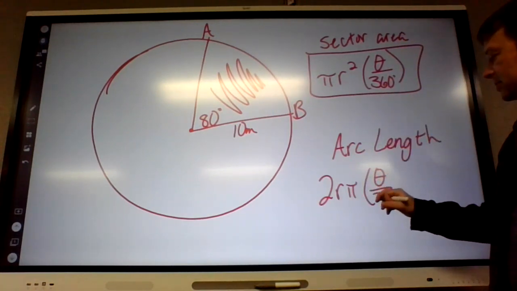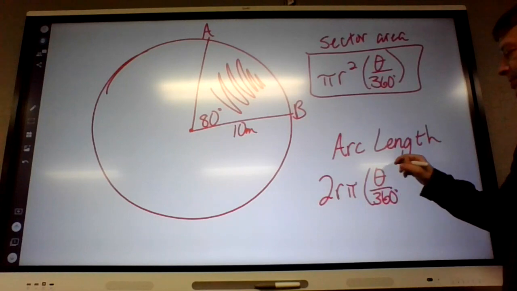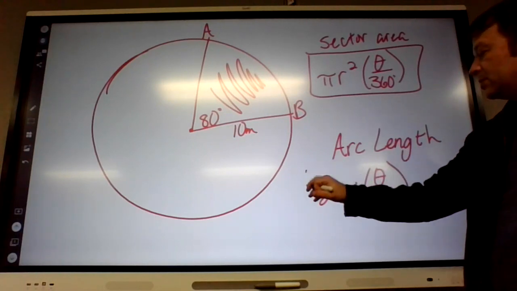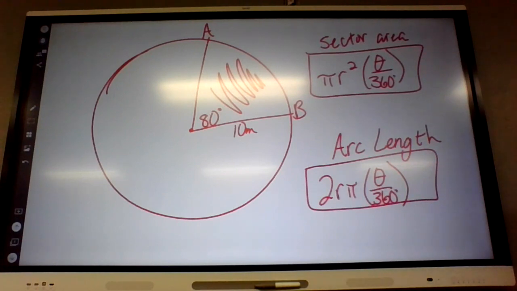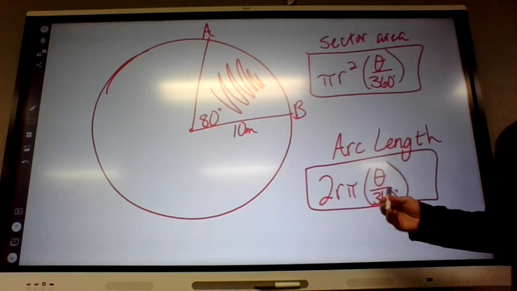So it's almost the same formula, it's just that one you do circumference and one you do area. Okay? Easy peasy.